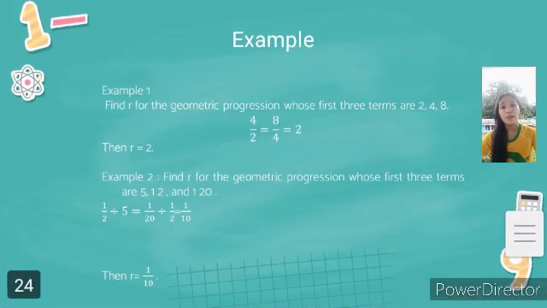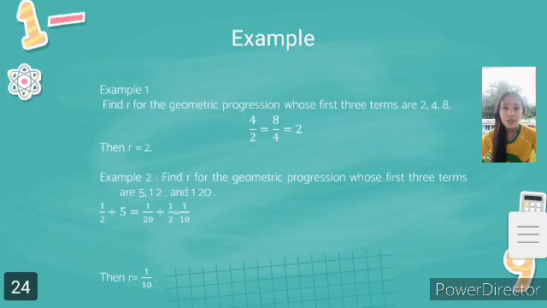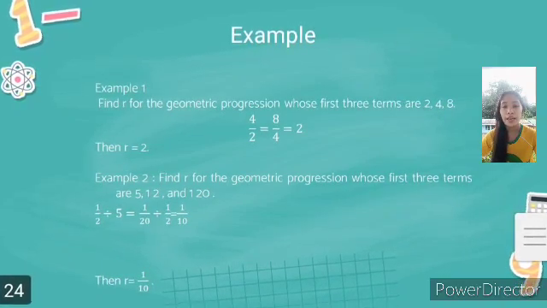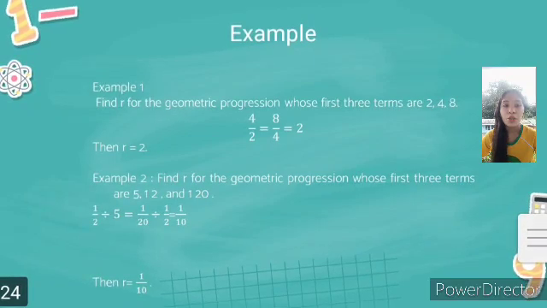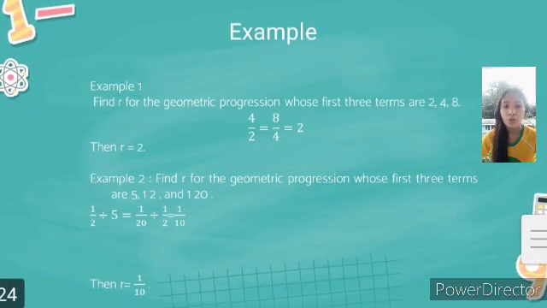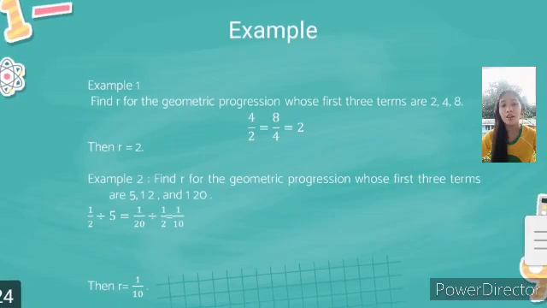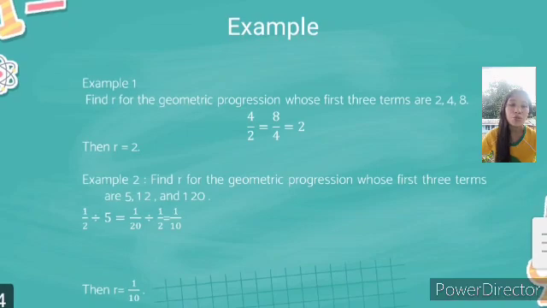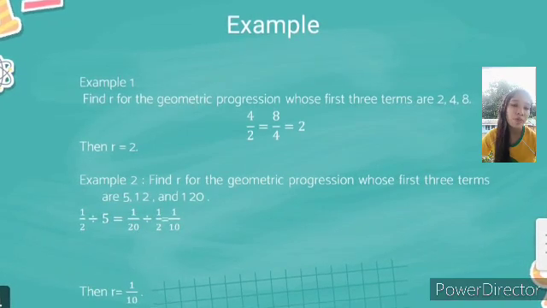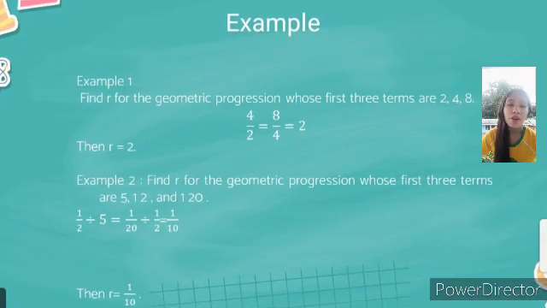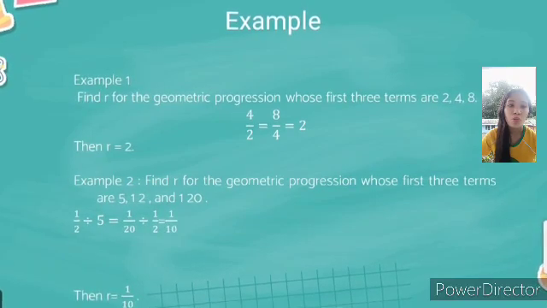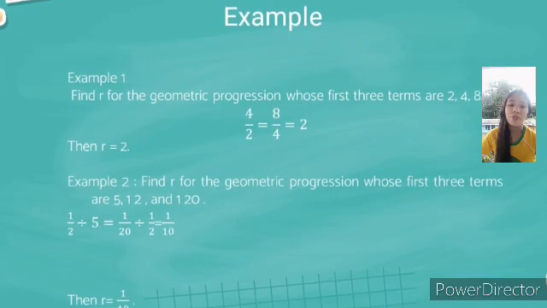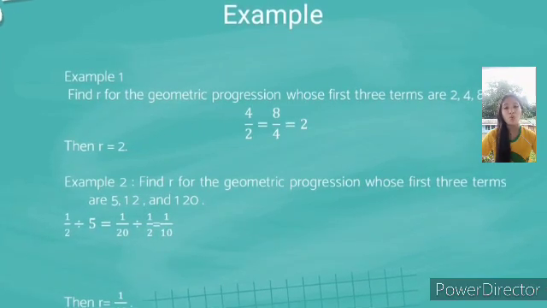We have here an example. Example number 1. Find r for the geometric progression whose first terms are 2, 4, and 8. So, 4 over 2 is equal to 8 over 4, which is equal to 2. Then, the ratio is r equals 2. Example number 2. Find r if the geometric progression whose first terms are 5, 1/2, and 1/20. So, 1/2 over 5 is equal to 1/20 over 1/2, which is equal to 1 over 10. Then the ratio is 1 over 10.